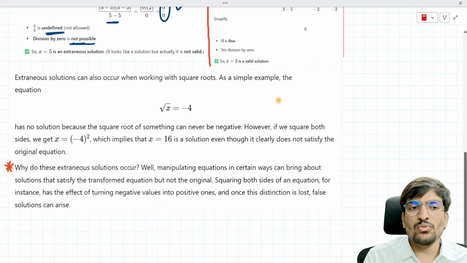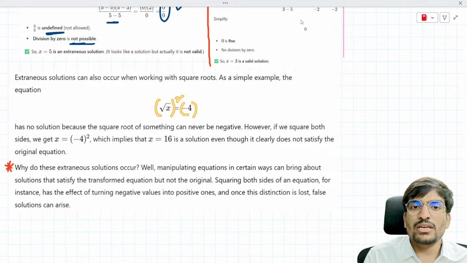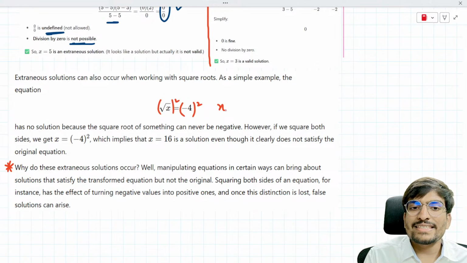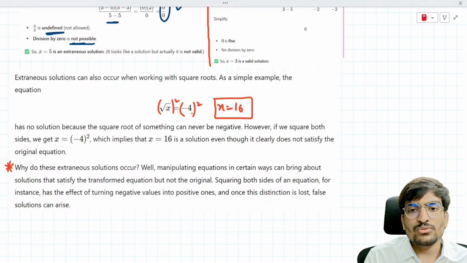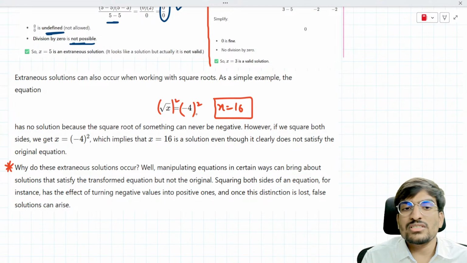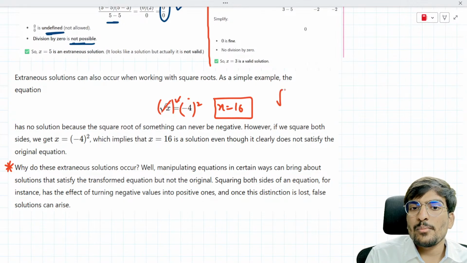And why does that happen? I'll just tell you one thing. Whenever you square both sides, what do you get? If you square up, you get x equals 16. However, it's not going to satisfy the original. Negative 4 squared is 16, but the same equation root x equals negative 4.